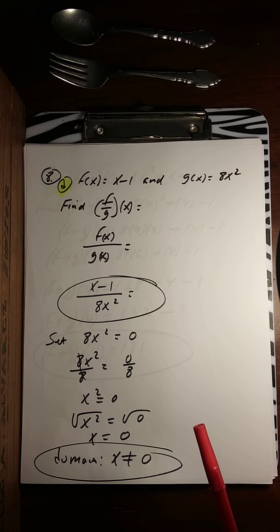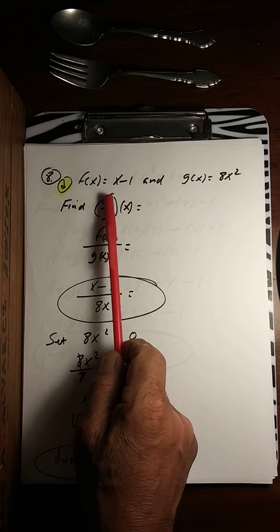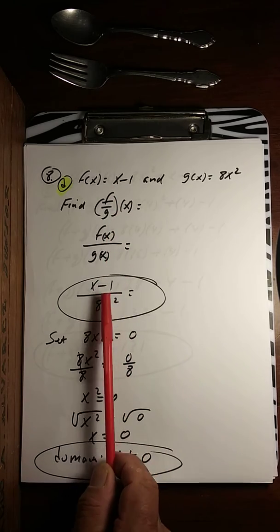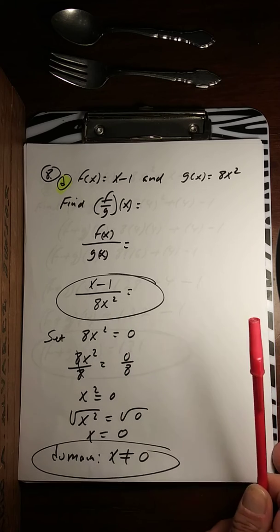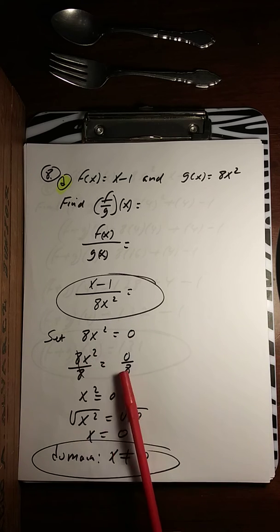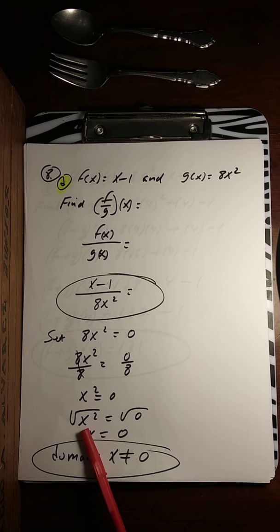So now this one, we have f over g. That means x minus 1 over 8x squared. Now, this will be undefined if the denominator is 0. So 8x squared equals 0, divided by 8, square root, so x is 0. That means the domain is any number you want, but don't use 0.